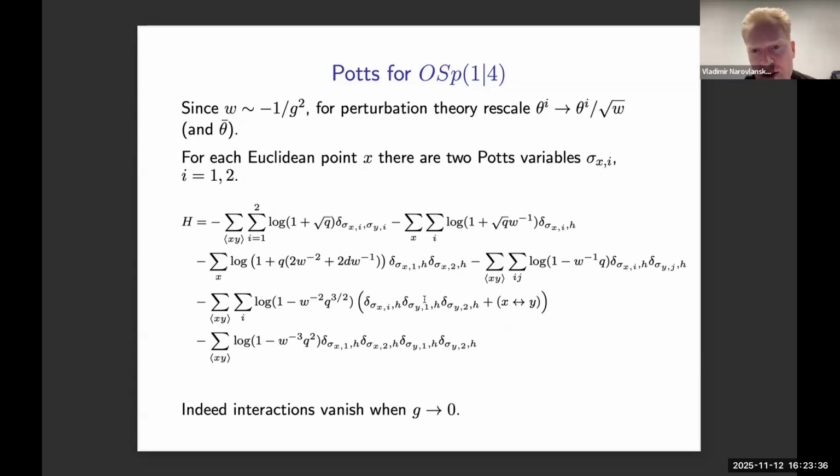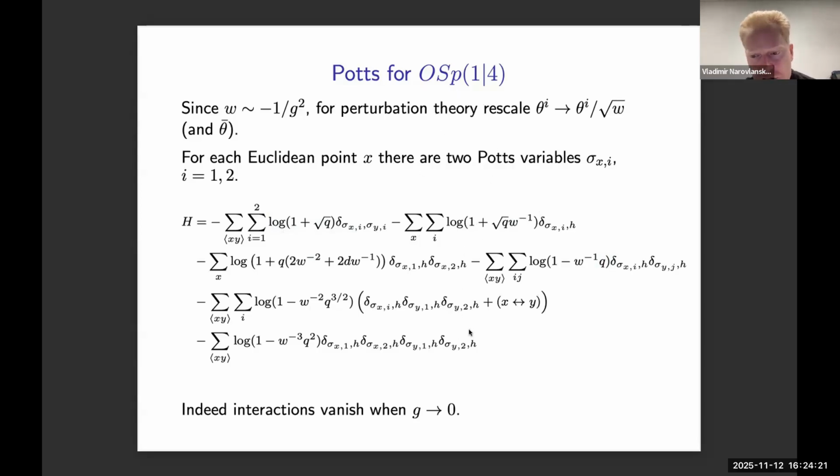Okay? And the point is that if you're interested in weak coupling, when G goes to 0, this form is very convenient. Why? Because when G is small, W is large, so 1 over W is small. All the coefficients here include inverse powers of W in the interaction. So the log of 1 plus this is going to be small. So all the interactions, except for the nearest neighbor terms, which are like a kinetic term, are going to be small when G goes to 0. So this is a very convenient description, a very explicit statistical model for this OSP14 theory.